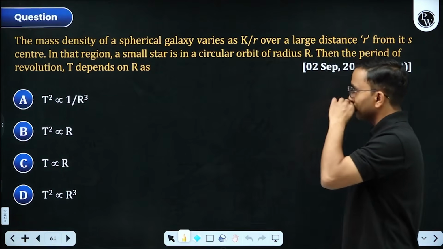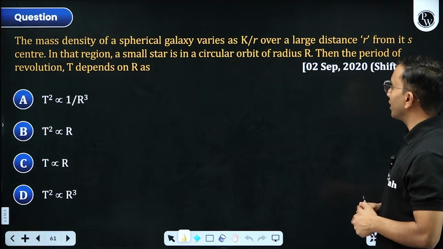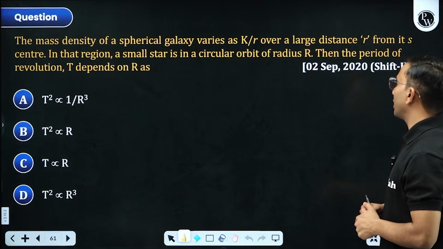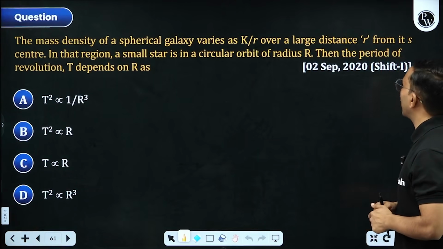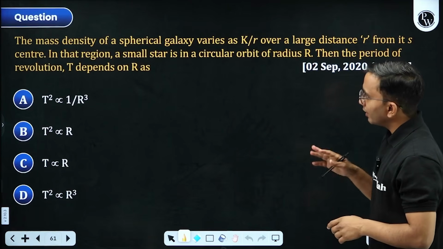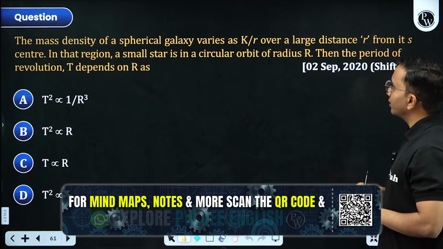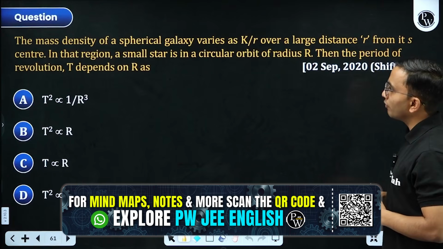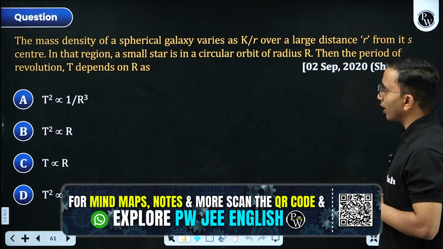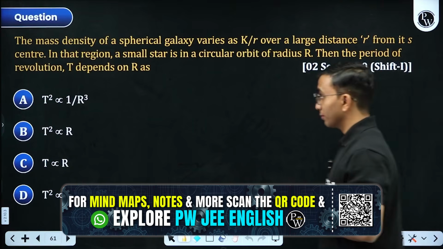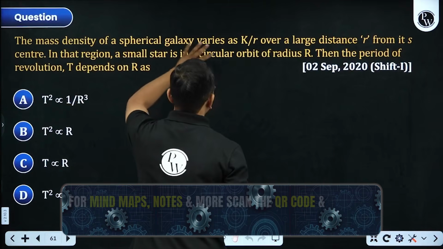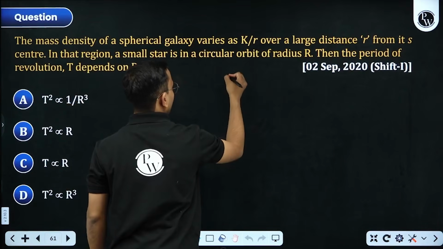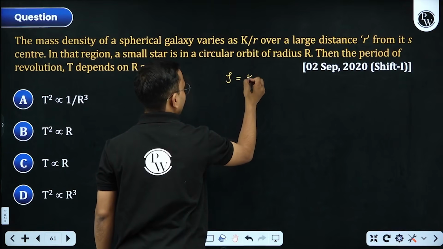Another question. The mass density of a spherical galaxy varies as k by r over a large distance r from its center. In that region, a small star is in a circular orbit of radius r. Then the period of revolution T depends on r as. Okay. So the mass density of the spherical galaxy is k by r. So rho is given as k by r.